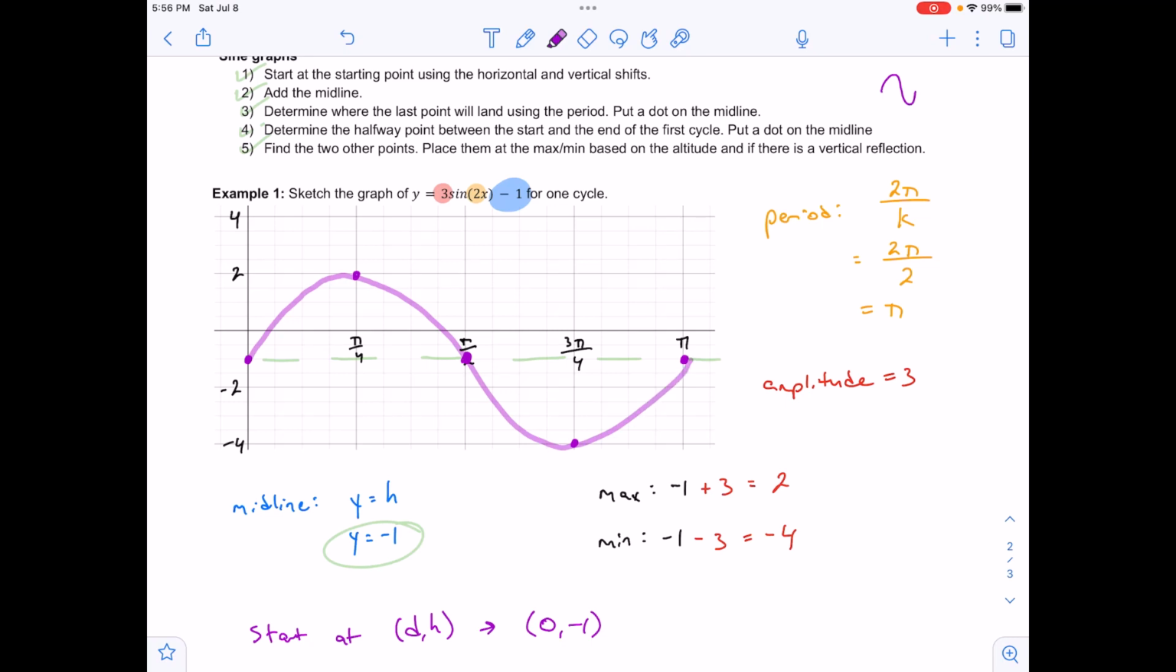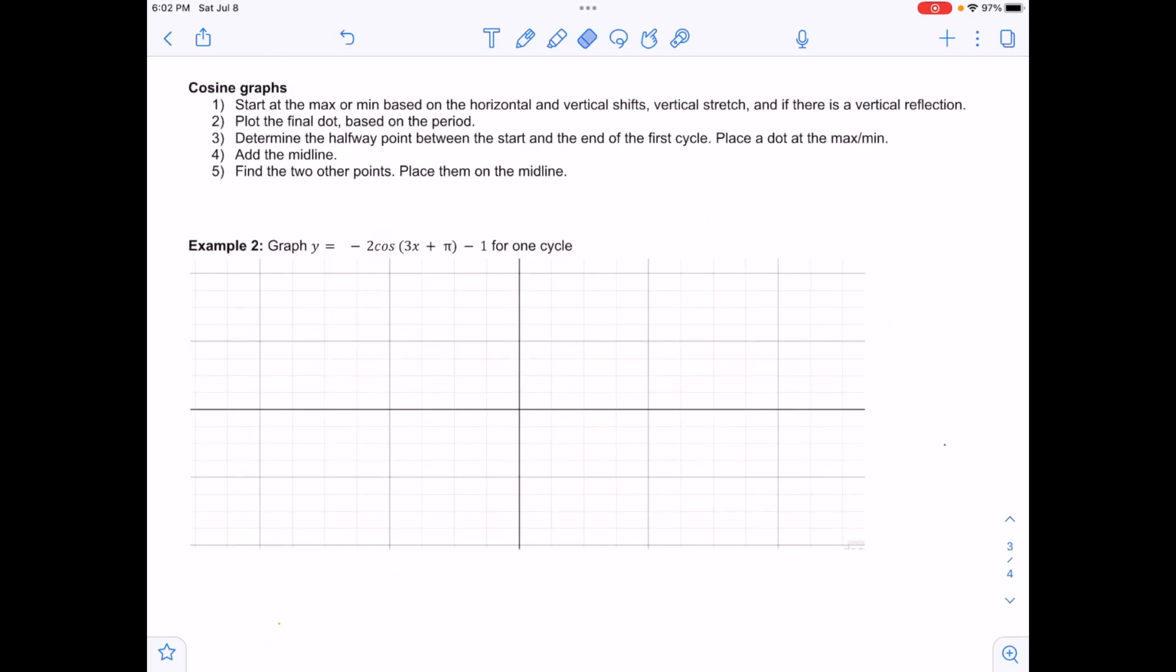And that's it. That is our function, our trigonometric function, all transformations included. All right, let's do a second example now involving our cosine graph. Okay, let's take a look at the function we've been given. Y equals -2 cosine of 3x plus pi, all take away 1.